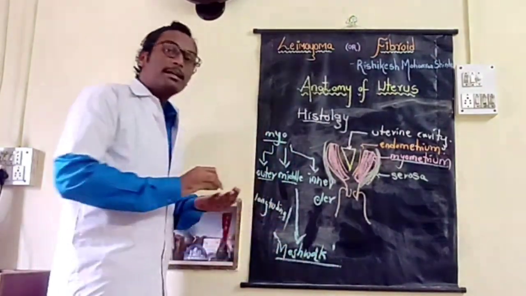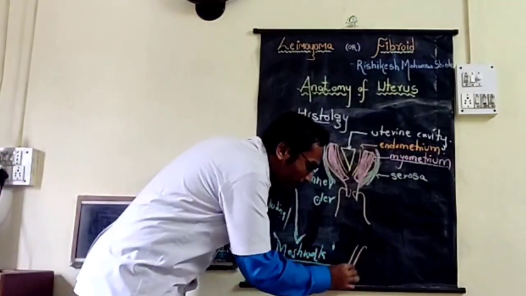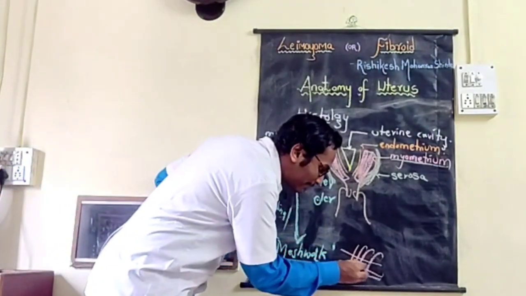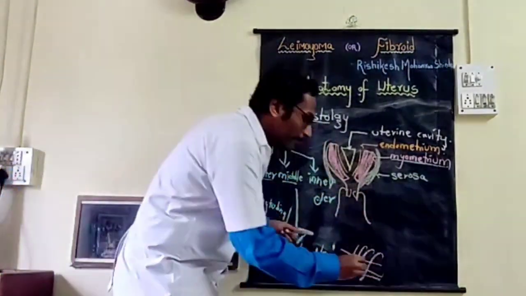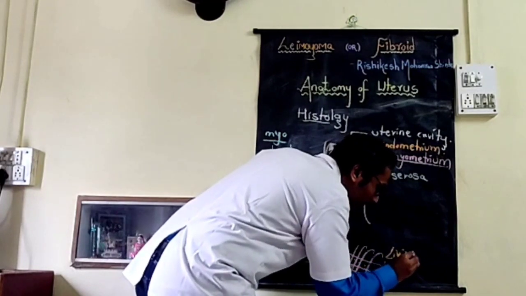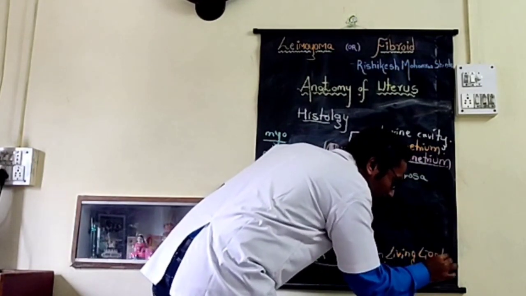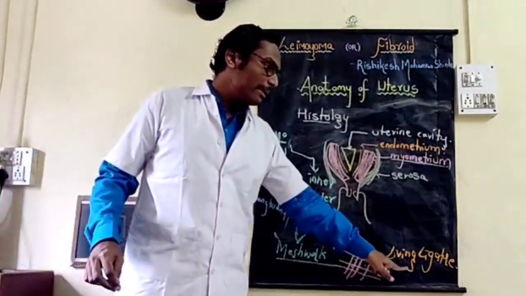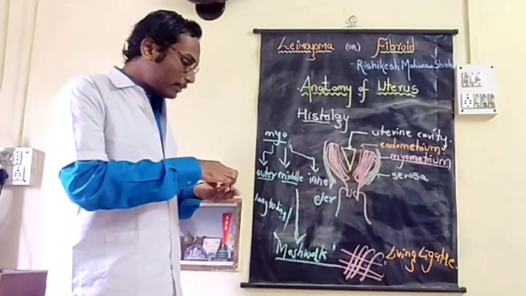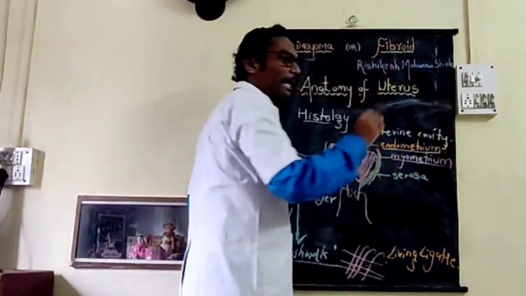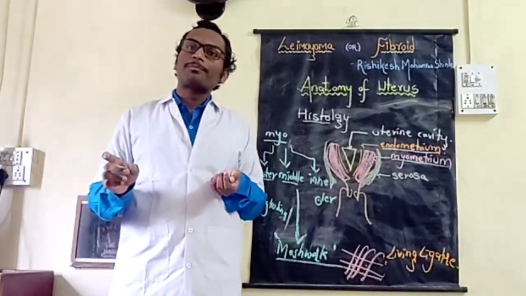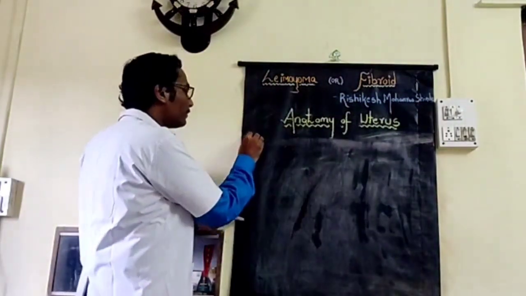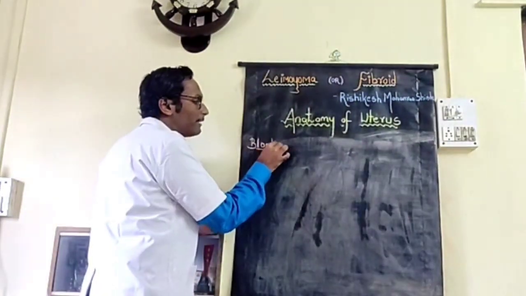Now what is this meshwork? It is made up of certain fibers which contain blood vessels. This is called the living ligature. So the middle layer of the myometrium is called the living ligature. Now coming to the endometrium: on histology it shows the stroma along with its glands. Now talking about the blood supply of the uterus, you know it is supplied by two arteries.